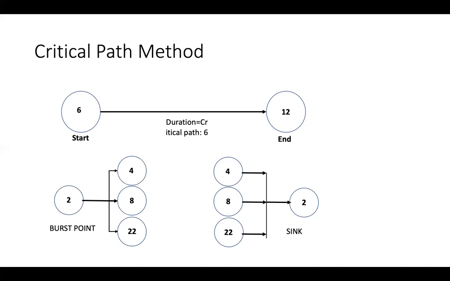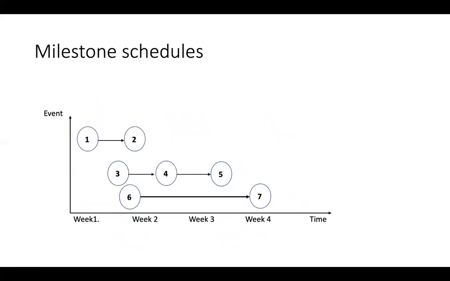So again, let's have a look at an example of a milestone schedule using the critical path method. Here again, we have the events on the left, and we have the time. In between, we have presented the different activities or events in relation to each other, with arrows symbolizing the duration time.